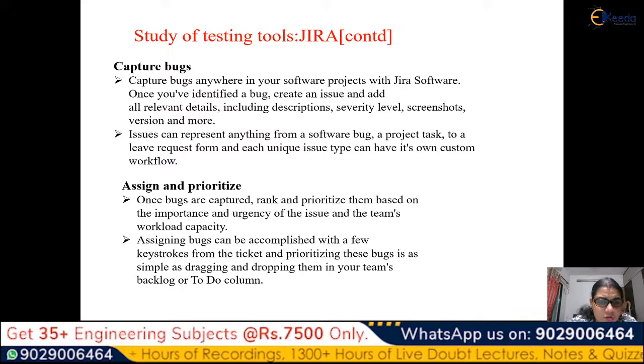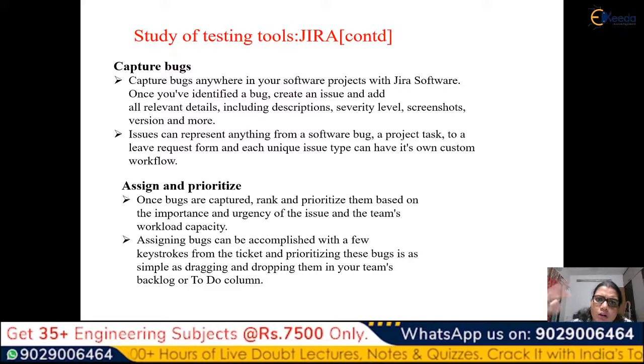Then issues can represent anything from a software bug, a project task, to a leave request form, and each unique issue type can have its own custom workflow. As said, it's a collection of the process the project is. So from a software bug, a project task, a leave request, Jira identifies each issue type and it has its own custom workflow. That means it is workflow oriented. There's nothing apart from the work that I need to design. I need to divide those things into modules, so I have to make my own custom workflow.